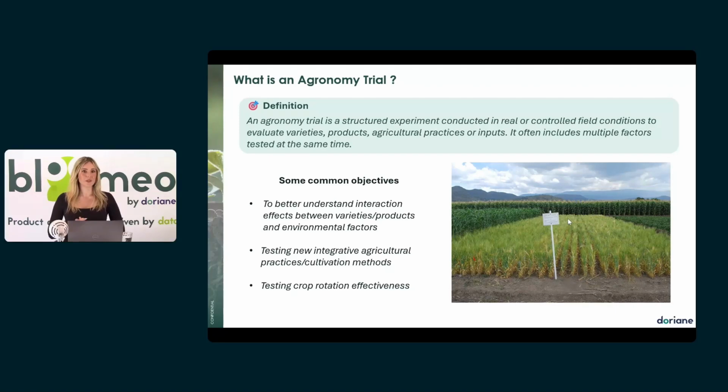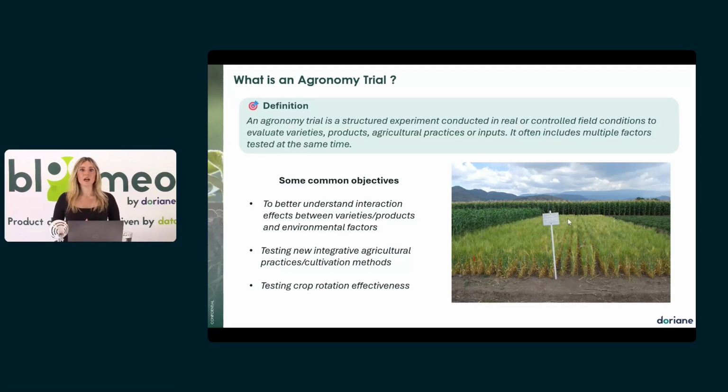What are the common objectives of agronomy trials? First is, of course, understanding the interaction effects between variety and product and environmental factors. So let's say we are already having a complex layer of genetic variation. Then we also are adding a layer of complexity using a product, and we also have our environmental factors that sometimes we cannot even control. So the data sets that we're working with are very complex and varied. It's very important to choose good practices for analytics.